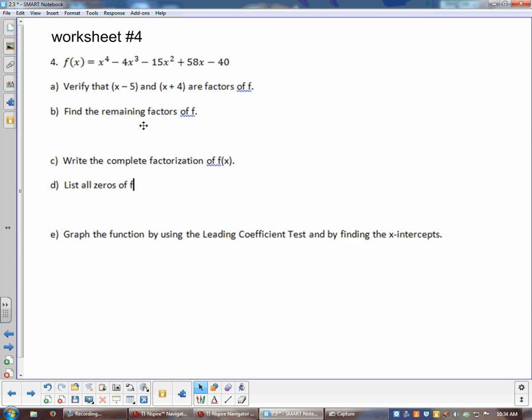Okay, awesome. Now we get to this last example. This is on your worksheet. It says f of x equals x to the 4th minus 4x cubed minus 15x squared plus 58x minus 40. You are asked to verify that x minus 5 and x plus 4 are factors of this function.